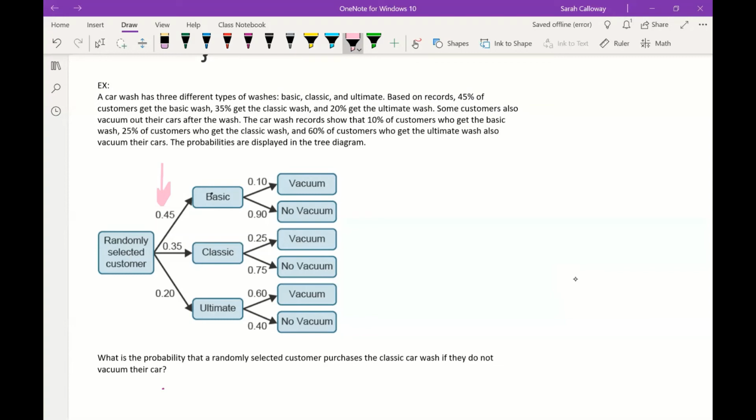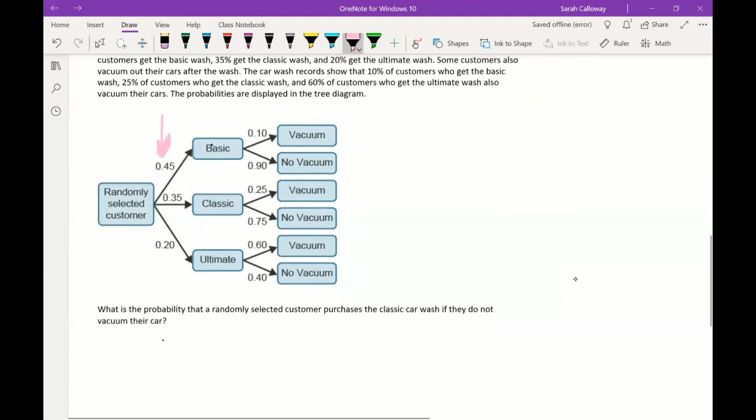And so we are asked in this problem to find the probability that a randomly selected customer purchases a classic car wash. So I'm going to use C for classic, given they do not vacuum their car. So I'm going to use the complement of vacuum, V, there. So what is the probability that someone purchases the classic car wash given they don't vacuum?